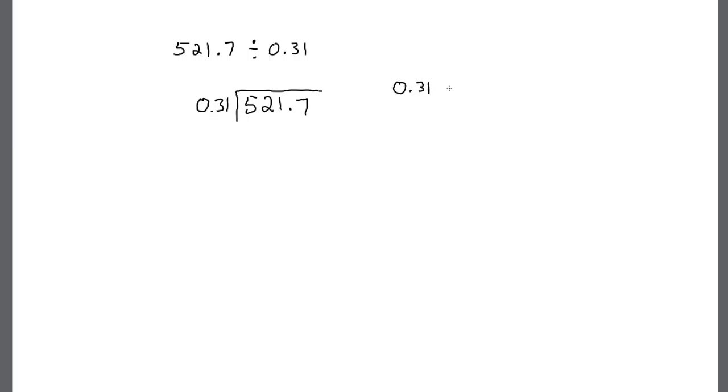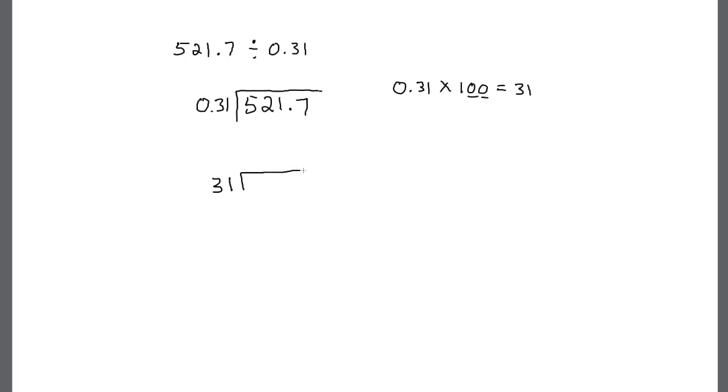Every time I multiply a number by 10, the decimal moves over one spot to the right. When I multiply it by 100, it moves over 2 spots to the right, because 10 has 1 zero and 100 has 2 zeros, so it's going to move over 2 spots. So this number out here becomes 31.